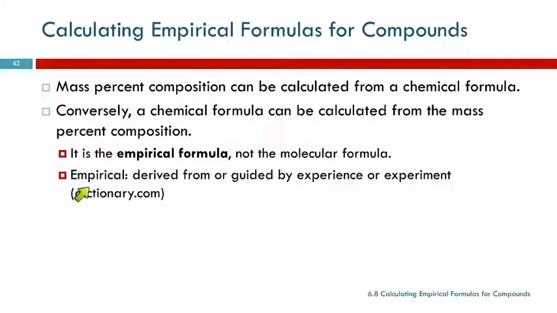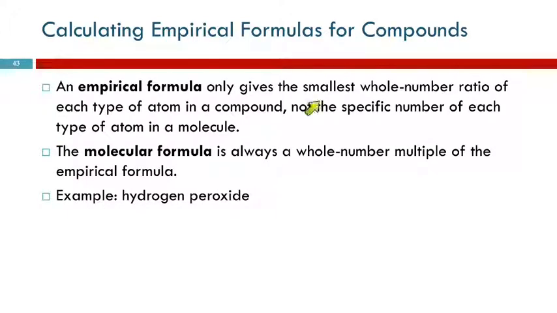The word empirical just means derived from or guided by experience or experiment. So this means it's a formula that's found by experiment. The empirical formula has the lowest ratio of subscripts. So it gives us the smallest whole number ratio of each type of atom in a compound. It does not necessarily tell us how many atoms of each element are in a molecule. The molecular formula is always going to be a whole number multiple of the empirical formula. It might be the empirical formula multiplied by 1, or it could be 2 or 3 or 4 or 17.